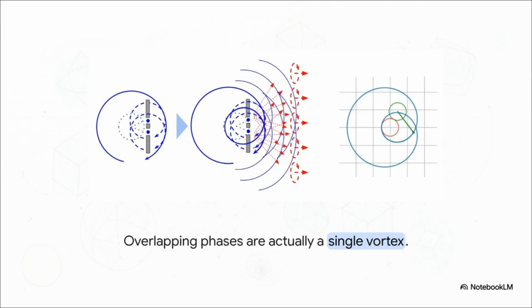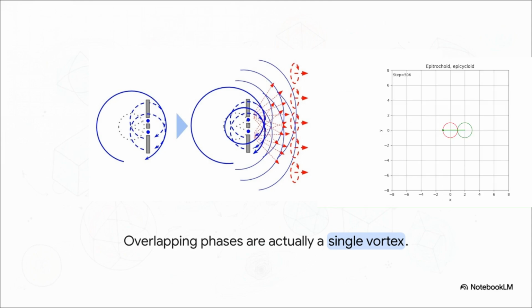Okay, we need a major paradigm shift right here. Normally, this looks like two completely separate waves interfering with each other across a distance. But remember our golden rule. In true R space, spatial distance doesn't exist. There's only rotation and phase. So what look like two separate waves are, in fact, just mathematically overlapping phases of a single unified vortex. It is all one interconnected system.